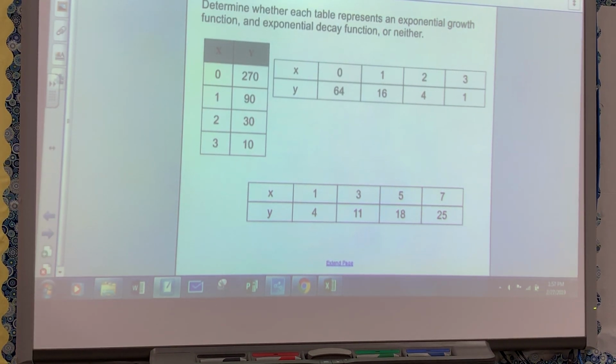Exponential growth, exponential function, or exponential decay? Or neither.